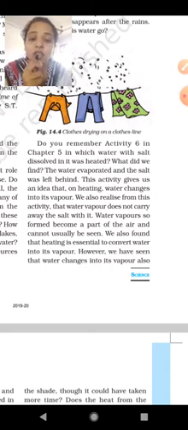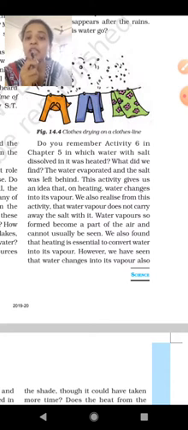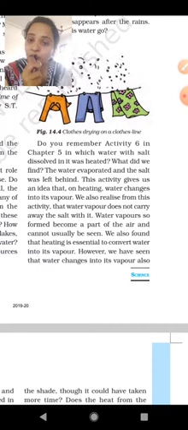The water vapor so formed becomes a part of the air and cannot usually be seen. We also found that heating is essential to convert water into its vapor. So we come to know that water turns into vapor when it is heated.